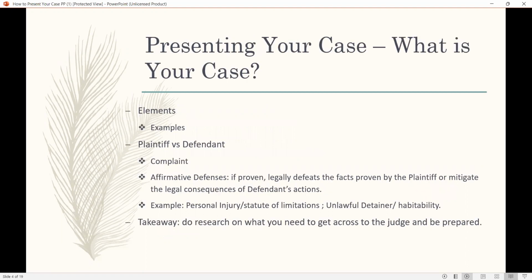So what is your case? Again, like I said prior, you want to do some research and find out what the elements of your claim are and what it is that you need to get across to the judge in order to win your case.